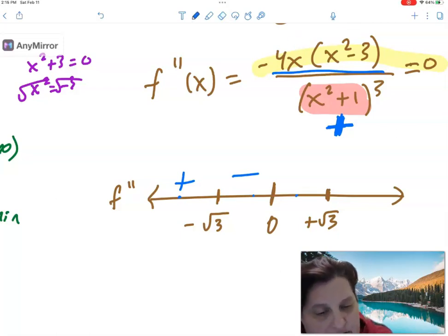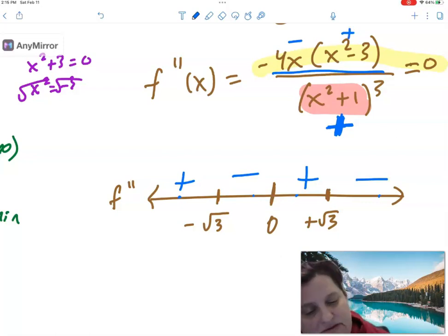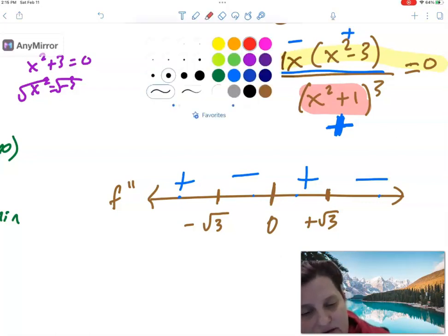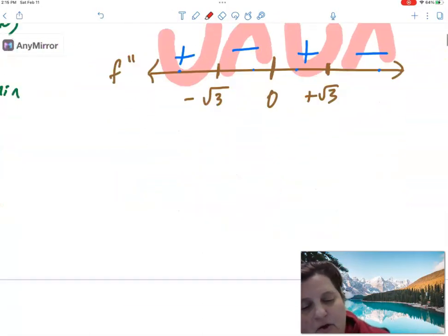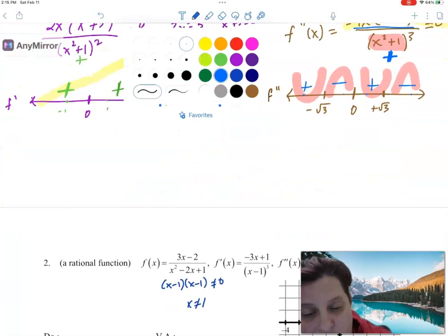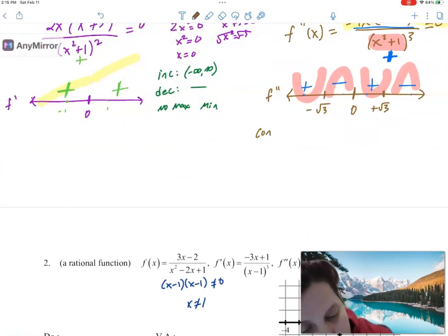Okay, negative 4 times 1 is negative. 1 squared minus 3 is negative. And then I'll go with like 100. Negative 4 times 100 is negative. 100 squared minus 3 is positive, so it's negative. So you guys, my concavity is kind of like all over the place here. Concave up, down, which means all of those are inflection points, all right?